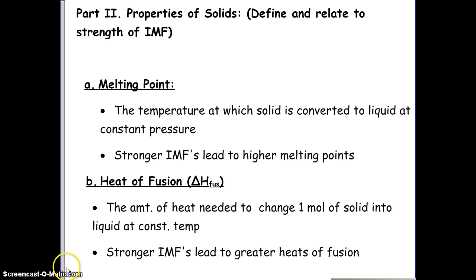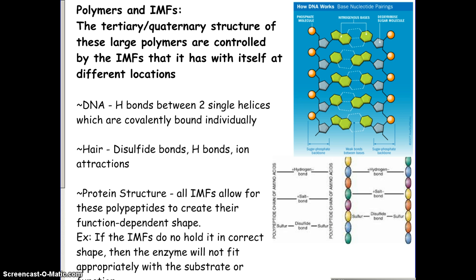Heat of fusion is just the physical state change between solid and liquid, melting. So if we're talking about heat of fusion, it's the energy needed to change 1 mole. This is usually in kilojoules per mole. Same, it's directly related. One extra thing that AP has put in this year is polymers.